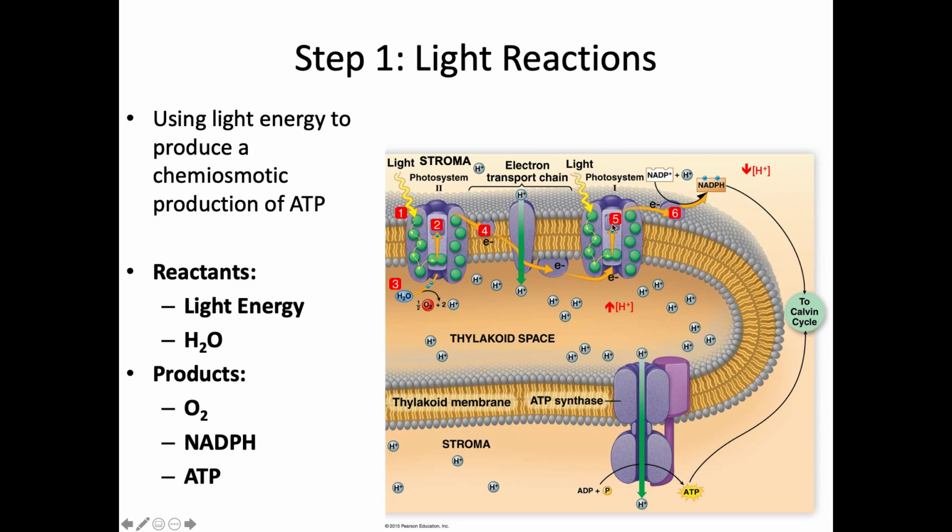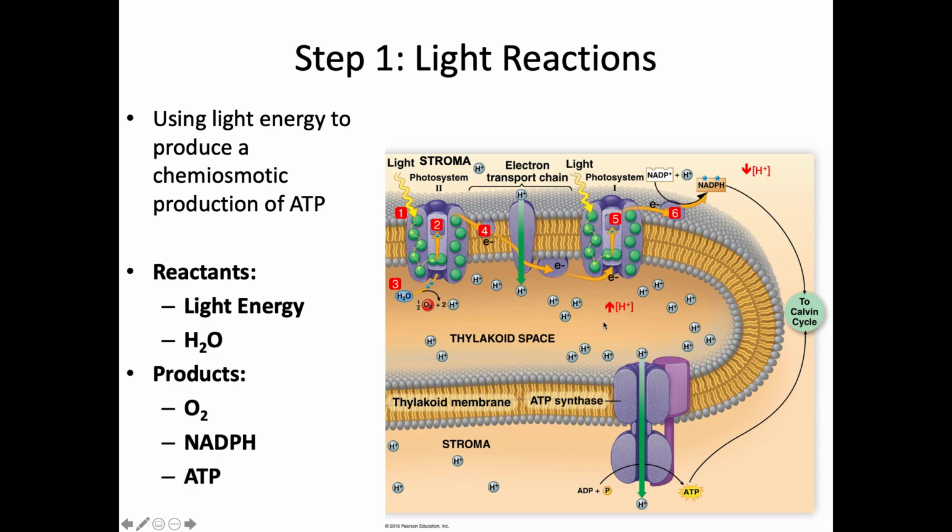So now you have this primary electron acceptor with these excited electrons, and then it's going to go to this mobile electron carrier, and then ultimately is going to combine with NADP plus and a proton to become NADPH. So it'll carry 2 electrons and a proton. So here we're creating more enzymes that will carry electrons and protons. And then the NADPH that is made from the light reactions is going to go to the Calvin cycle.